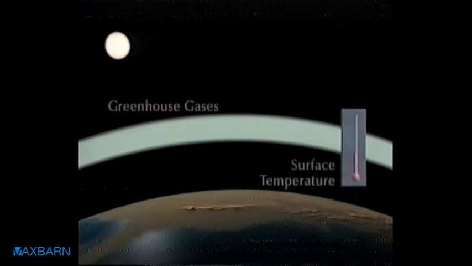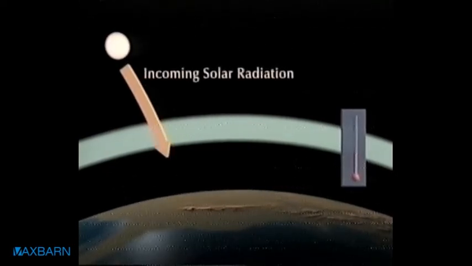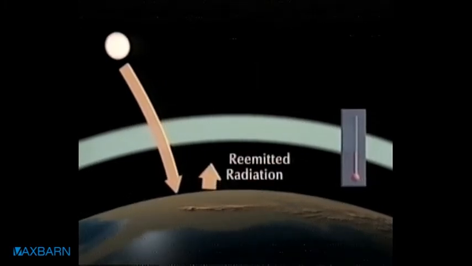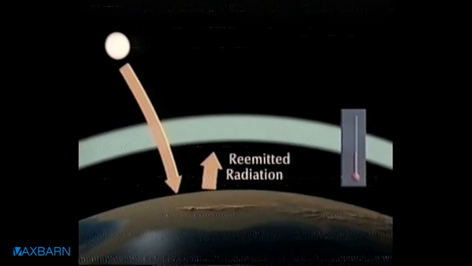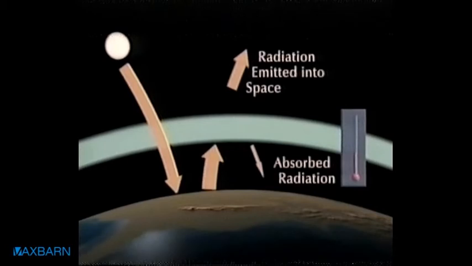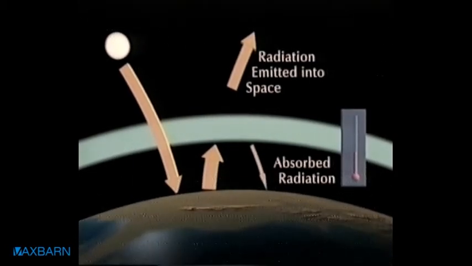Radiation arrives from the sun at relatively short wavelengths, which pass through the so-called greenhouse gases comparatively easily. The Earth absorbs some and re-emits infrared radiation at longer wavelengths, which are readily absorbed by the greenhouse gases. Some of this radiation is emitted back toward the Earth, and some goes into space.